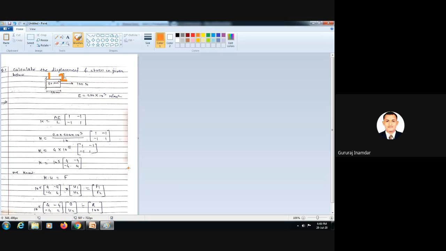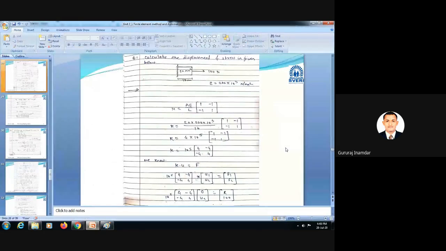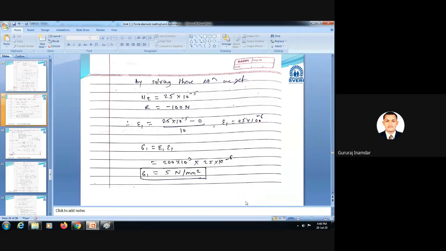Now only the calculation is remaining. By calculating this matrix you will get the values. I will give information about the calculation, and by using the calculator I will give a live demo. Now, after getting the U2 and R values, find out the stress and strain.